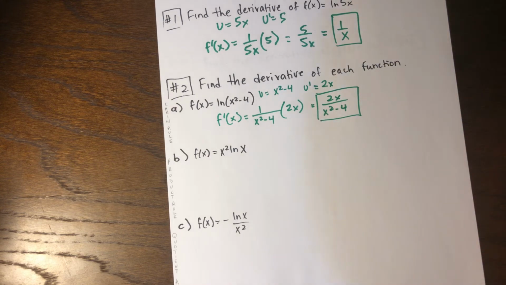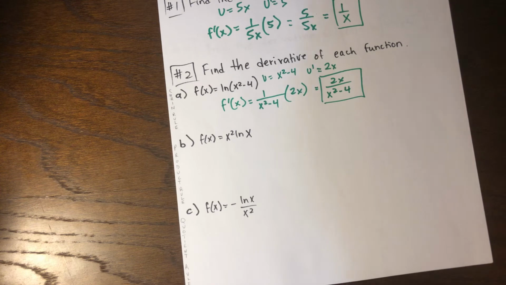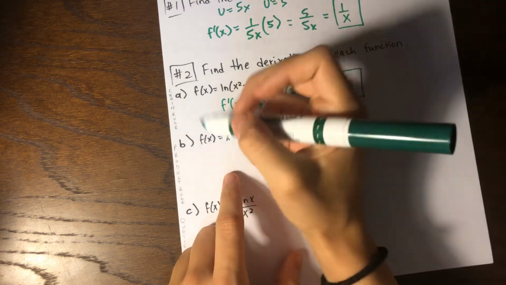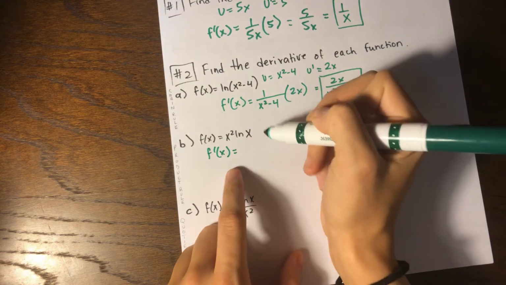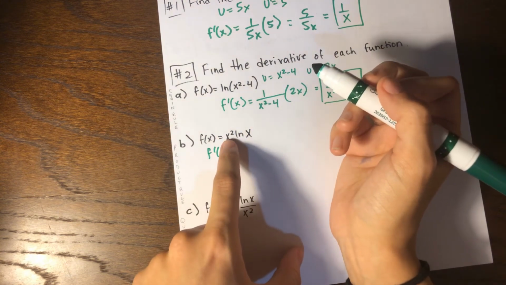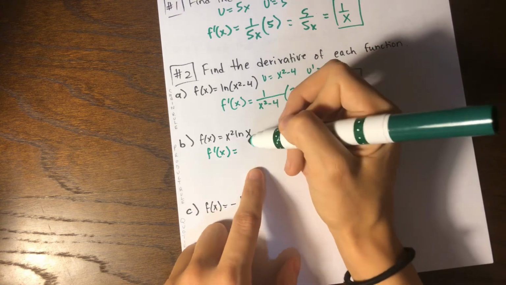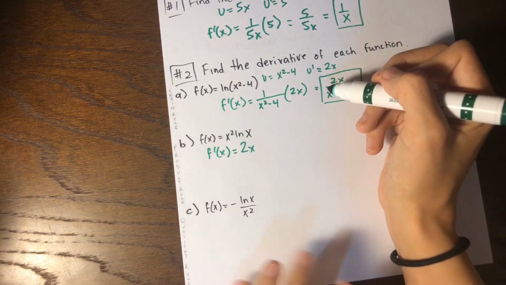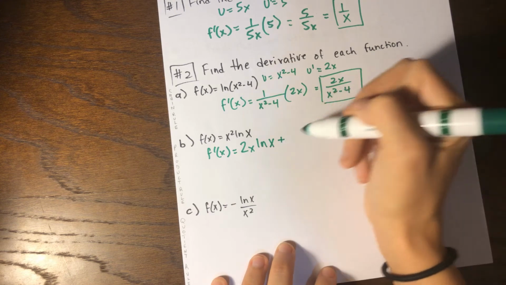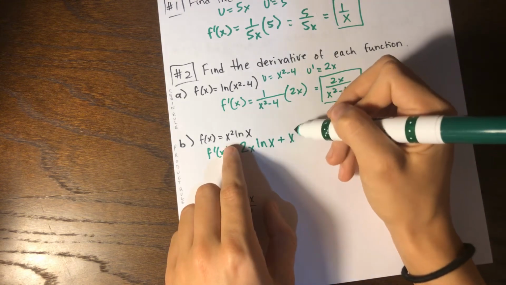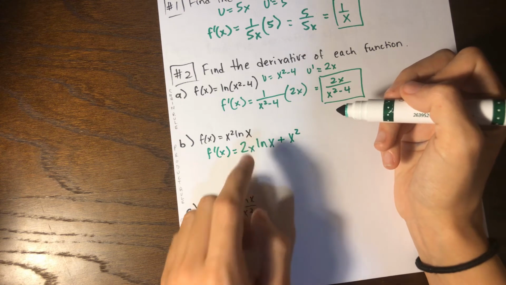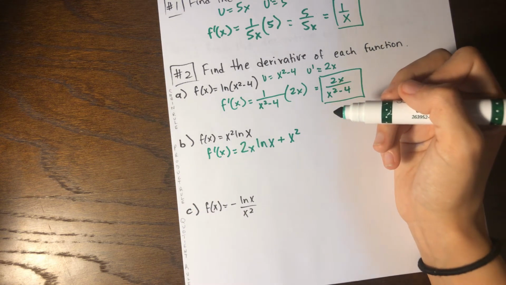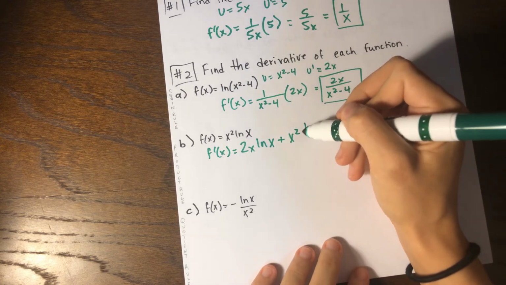Okay, the next one is the product rule. We have the function equal to x squared times the natural log of x. So what I'm going to do with this one is use the product rule. The product rule says we take the derivative of the first term, so the derivative of x squared is 2x, and then we keep the natural log of x. Plus we keep x squared now, and we find the derivative of the natural log of x. Remember that the derivative of the natural log of x was 1 over x.